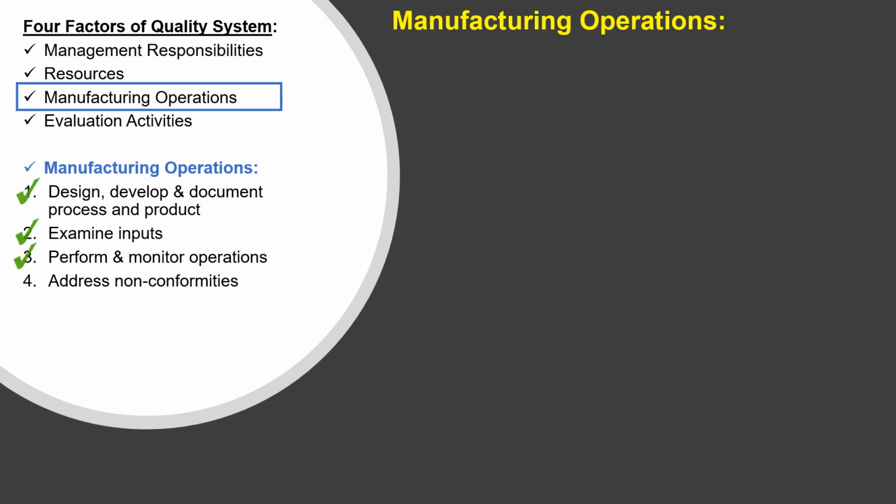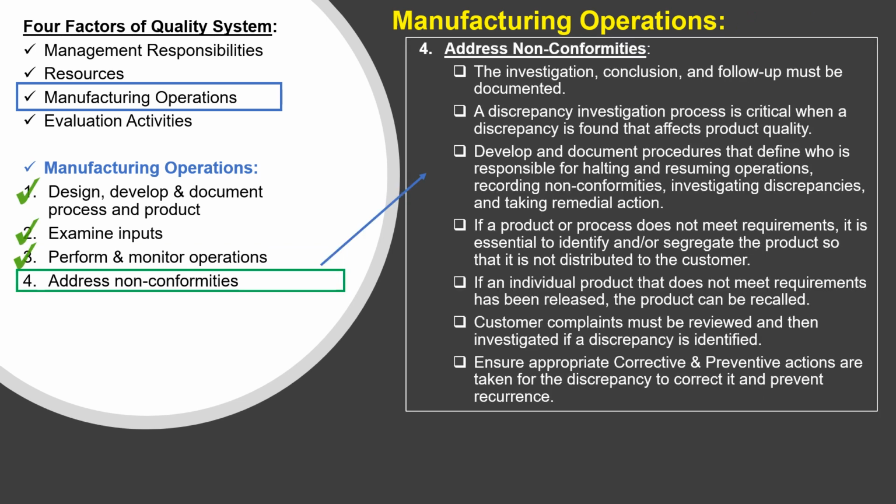The last point in the manufacturing operations is addressing the non-conformities. The non-conformities, the investigation, conclusion and follow-up must be documented. A discrepancy investigation process is critical when a product impact has been identified. Thus, carrying out an impact evaluation for the product is a very important step.